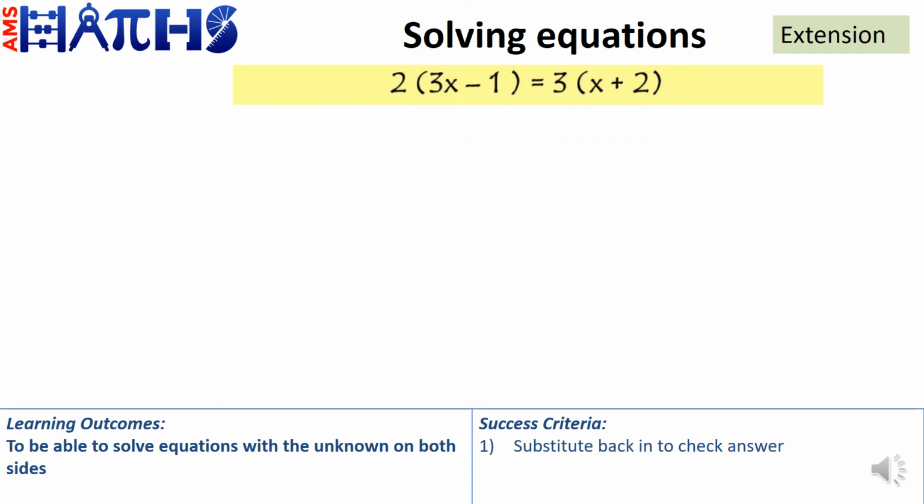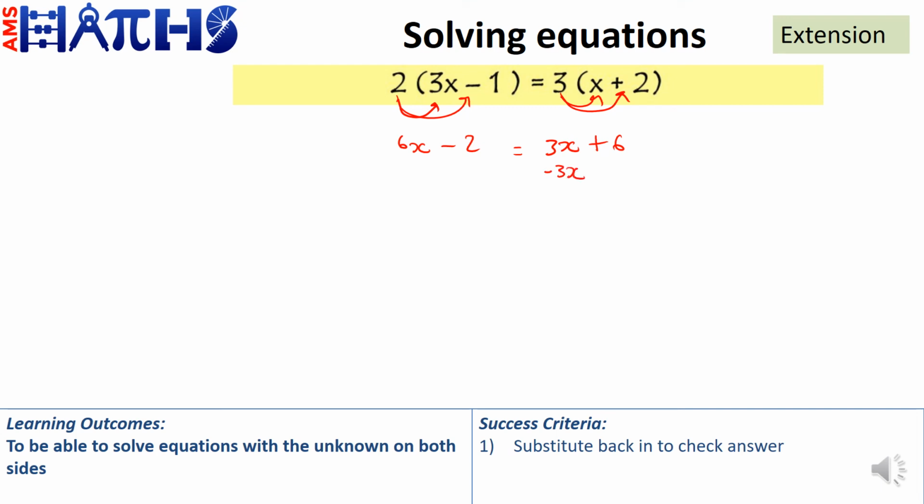Alright, here's another problem where x is on both sides, and as you notice as well, there are brackets on both sides, so we're going to expand first. 2 times 3x, 6x. 2 times minus 1, minus 2. Then on the right, 3 times x is 3x, and then 3 times 2 is 6. We have 6x and we have 3x on either side, so we'll get rid of the smaller group of x, which is 3x.